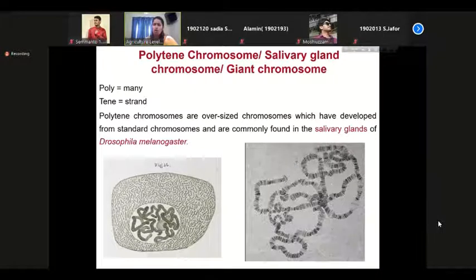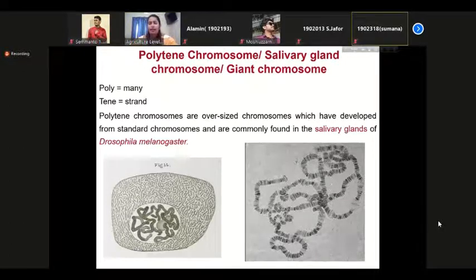And why is it called salivary gland chromosome? Because it is found in the salivary gland of Drosophila melanogaster. You know what Drosophila melanogaster is? It is the scientific name of the fruit fly. I think everybody knows what a fruit fly is. When summer is coming, you will find a lot of fruit flies in the fruit, in the mango, in the jackfruit. So in this insect, the fruit fly, the salivary gland contains some giant chromosomes, and these giant chromosomes are called salivary gland chromosomes or polytene chromosomes.